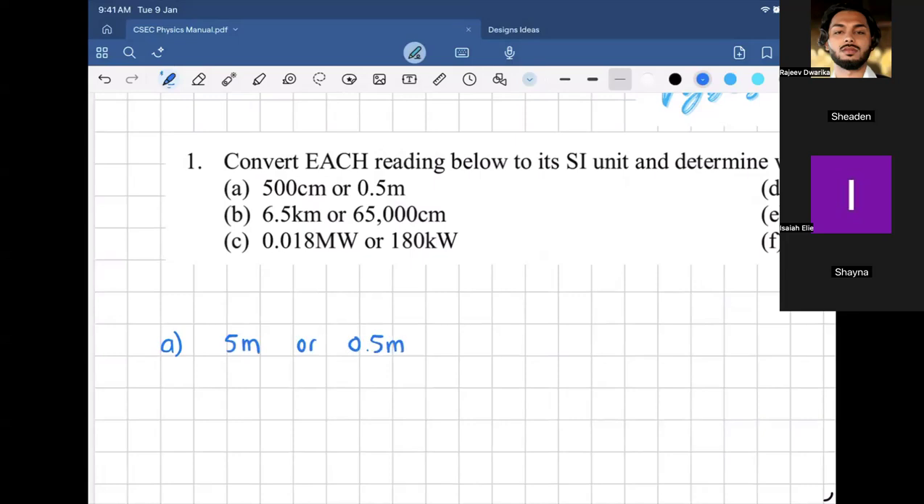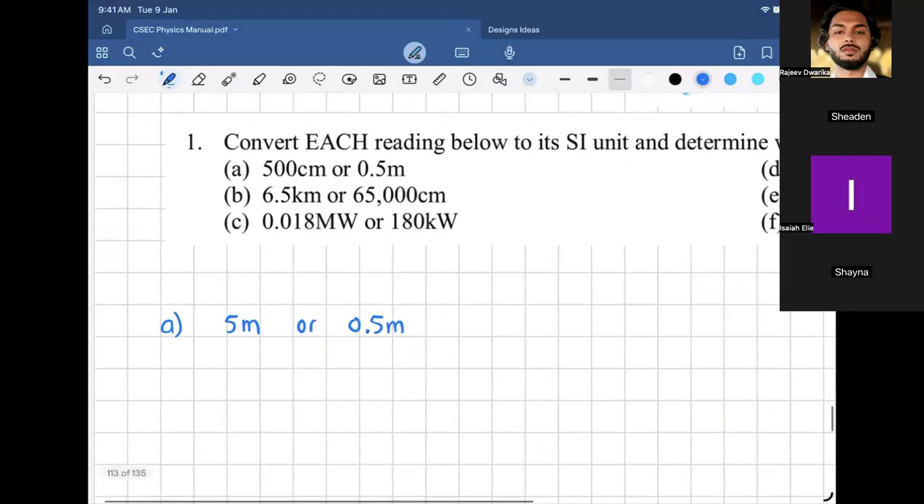Which one is greater? 5 meters, right? Part B. Again, what are we measuring there? Length, right? So once you remember the prefixes, it's really simple. You could do the old-fashioned way, or you can do it like this. I'm going to stick with the physics way with the prefixes. So what does kilo mean? 10 to the power 3, right? So 6.5 by 10 to the power 3 meters.